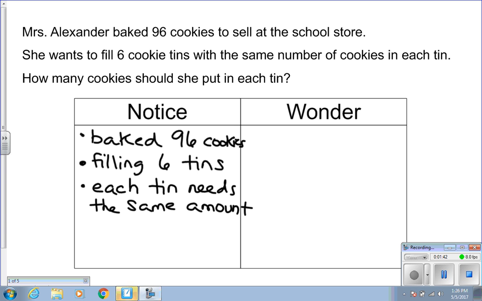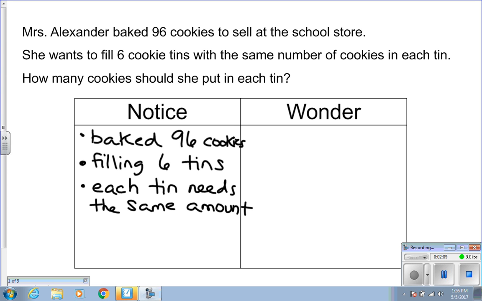So I'm noticing, based on the last two things we said, that we're putting cookies into 6 tins. So I kind of think of that as groups. And so I have 6 groups. I have to figure out how many cookies are going in each of the groups. Therefore, that kind of signals to me that that's a division problem.